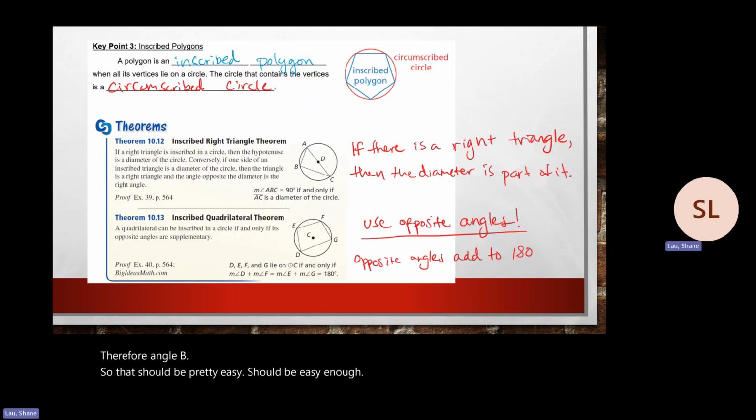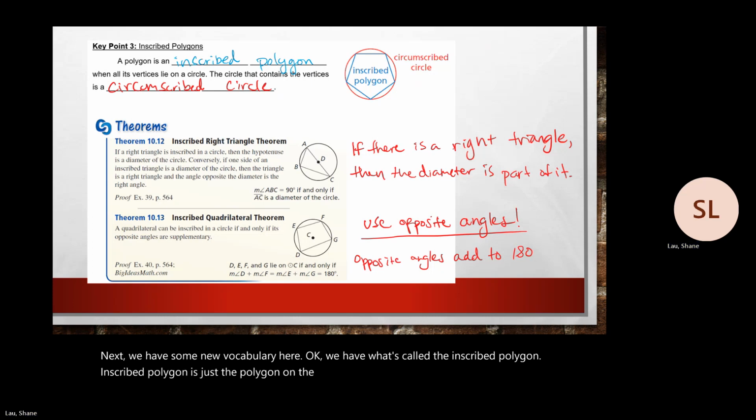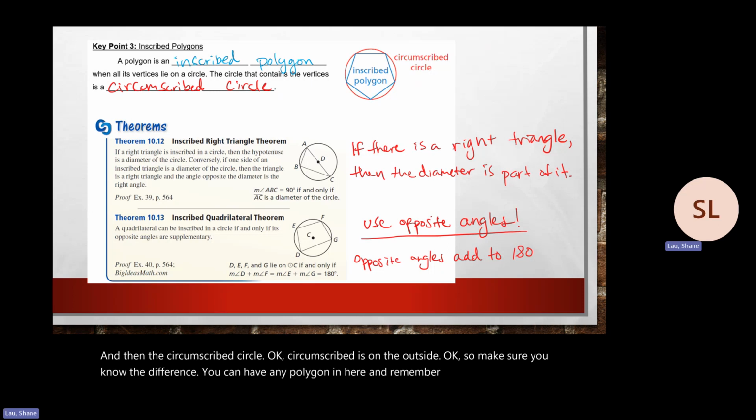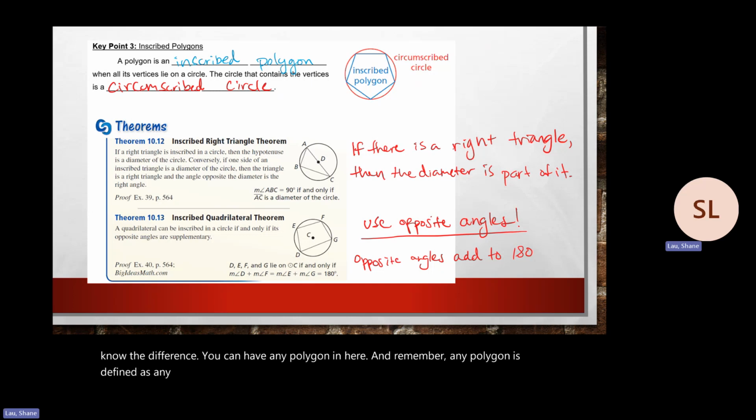Next, we have some new vocabulary here. We have what's called the inscribed polygon. Inscribed polygon is just the polygon on the inside. And then the circumscribed circle. Okay, circumscribed is on the outside. So make sure you know the difference. You can have any polygon in here. And remember, a polygon is any shape with three sides or more, because all polygons are three-sided or higher.